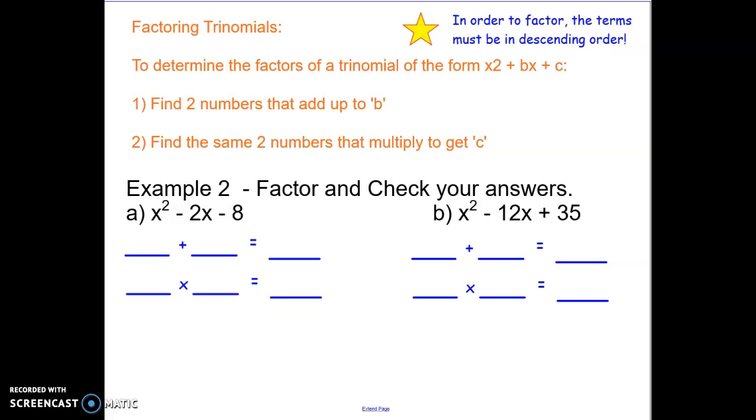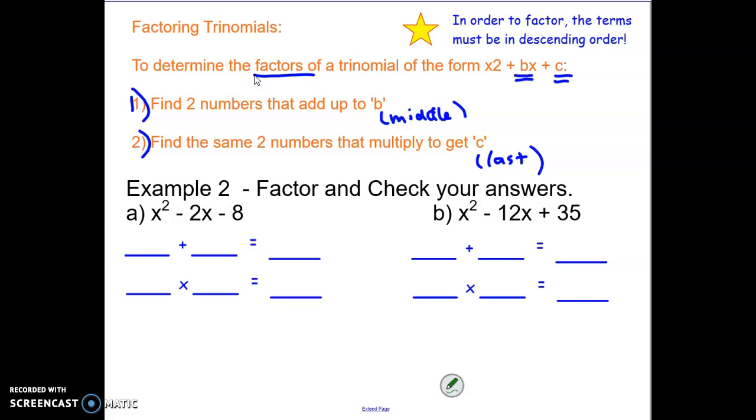All right, so here we're going to move on to factoring trinomials. So write this in your notes. It says to determine the factors of a trinomial of the form x squared plus bx plus c. Step 1, find two numbers that add up to b, and remember b is the middle term. And find the same two numbers that multiply to get c, and c is the last term. So b is the middle term, and c is the last term. So that's all we're looking for. Again, we're trying to go backwards instead of FOILing. We're now going to undo that to get factors.